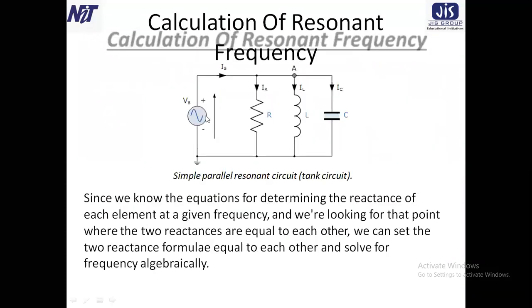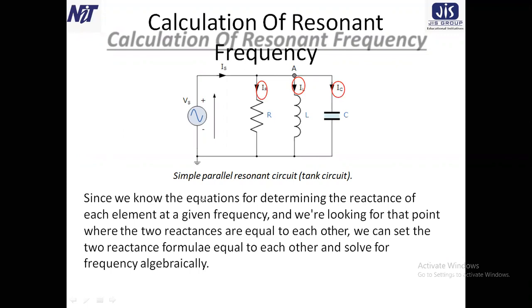Now, this is the calculation of resonant frequency. Look here, in this circuit, one AC voltage source is there, and resistance, inductor, and capacitance are connected in parallel. The supply voltage is Vs, the current is Is, the current flowing through the resistance is IR, the current flowing through the inductor is IL, and the current flowing through the capacitor is IC. The simple parallel resonance circuit, tank circuit.